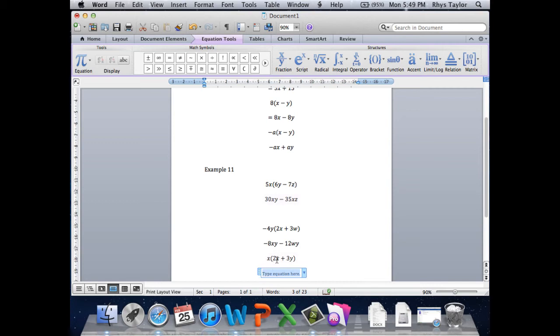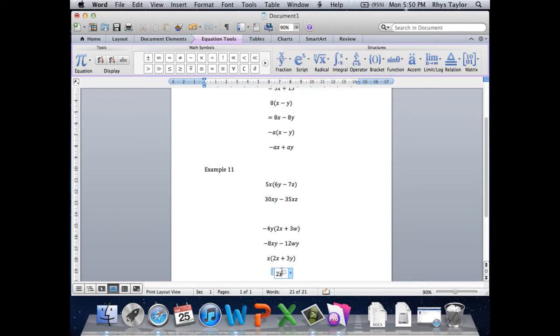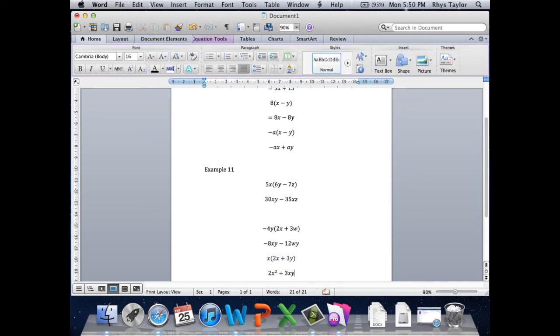So I've got x times 2x. Well, 2 just stays the same, but our x goes to the power of, how many x's do I see? 1, 2, so it's to the power of 2. Added on to x times 3y, well that's 2 different letters, so we just tack them on the end, 3xy. Bam. Done.